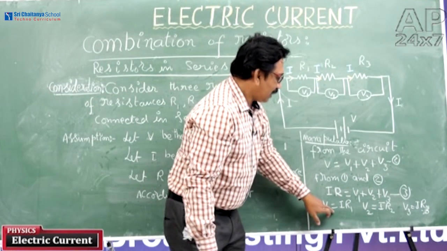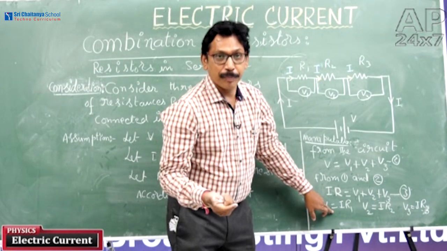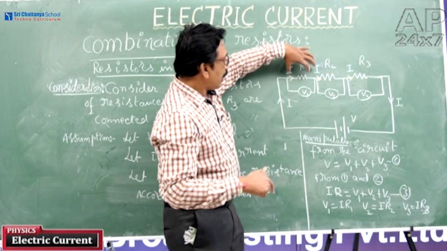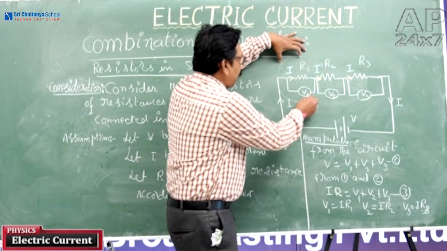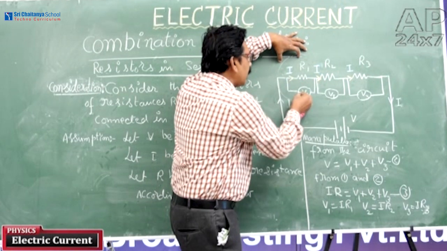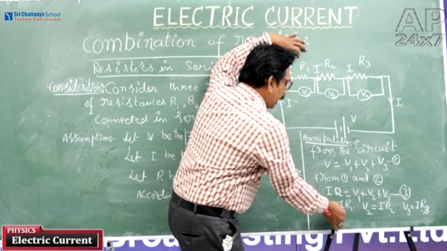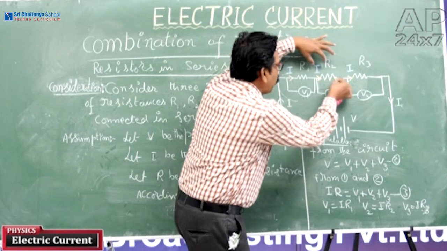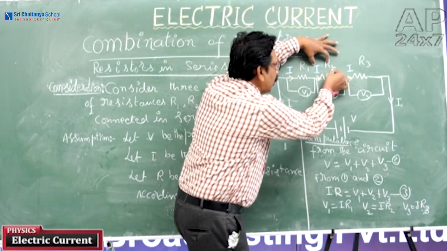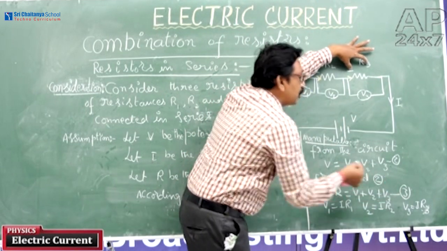So V1 is equal to what? Apply Ohm's law here. If you apply Ohm's law exactly here, what can you see? V1, I and R1. So apply Ohm's law, then V1 is equal to I into R1. I wrote here V1 is equal to I into R1. Now apply Ohm's law here, V2 is equal to I into R2. Apply Ohm's law even across this, V3 is equal to I into R3.